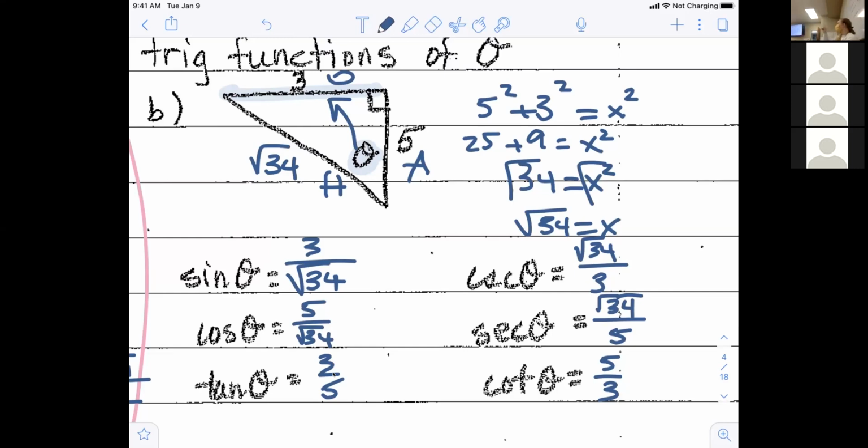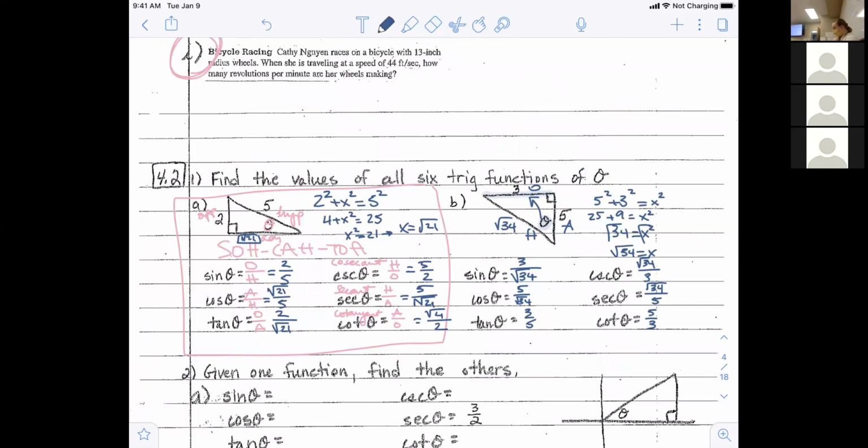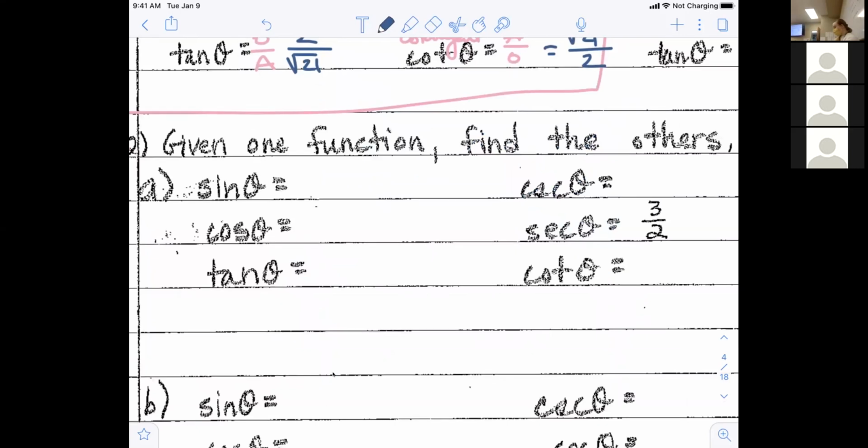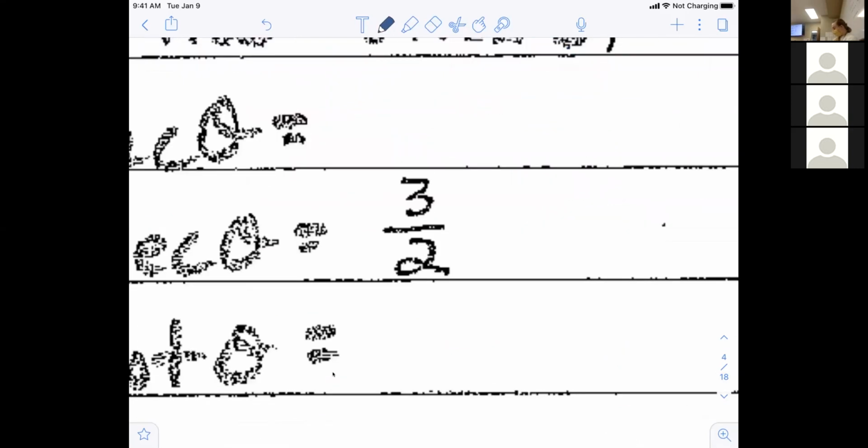On the first 2 that we did, I gave you the triangle and I labeled the triangle. On number 2, I'm going to give you just one of the trig functions. So I'm going to give you secant. If I give you secant, we got to fill that in on a triangle. What's secant the same thing as again? What over what? Adjacent. It's going to be hypotenuse over adjacent.